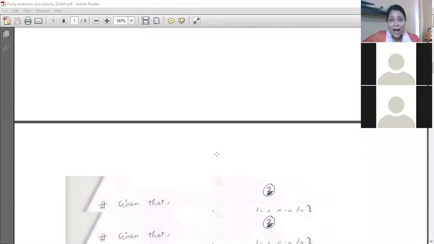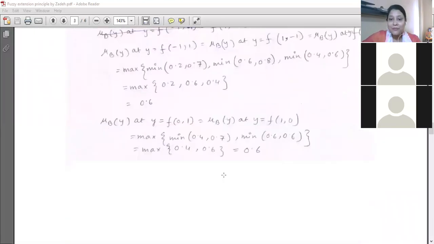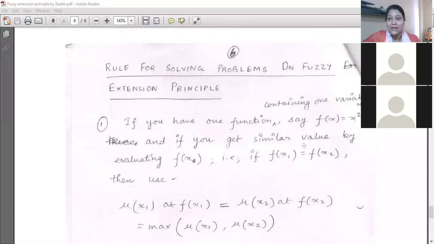Ma'am. Okay, I am going to show you first page number 6, which is what Zadeh is saying.